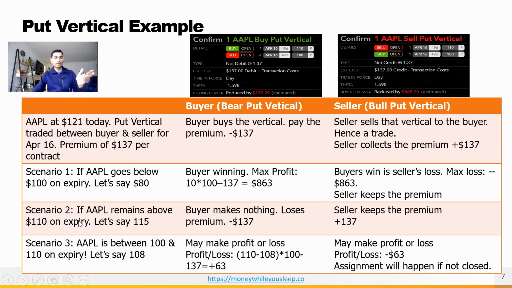Okay. What will be scenario two? Let's say Apple remains above $110. So the buyer of the put vertical is actually losing because he was expecting that the stock will go below 110, but it did not happen.